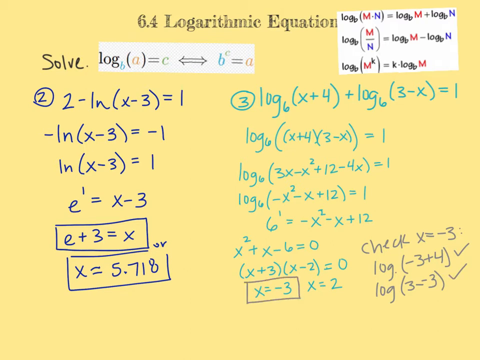Next, we want to check x equals 2. We'll see if that one works, aka does it make what's inside the log positive. So when we plug in 2, we'll have 2 plus 4 on the inside, that's positive. And then here we'll have 3 minus 2. That's also positive. So both of these solutions end up working.